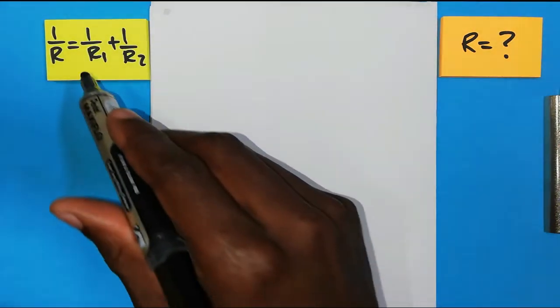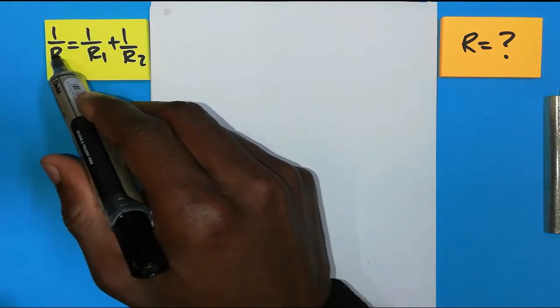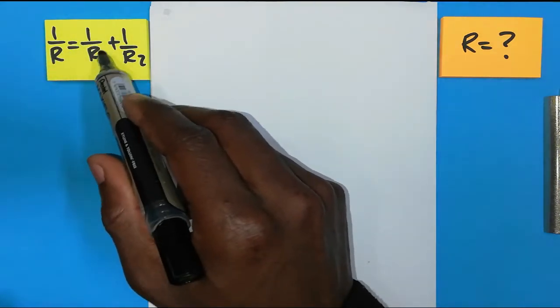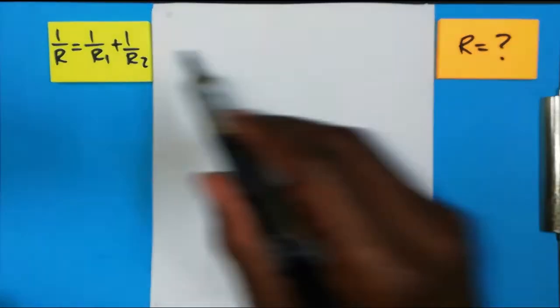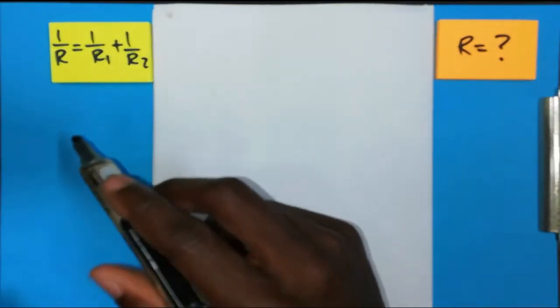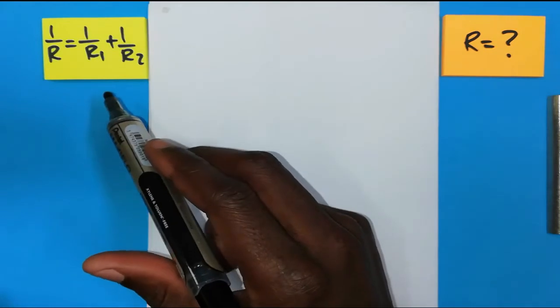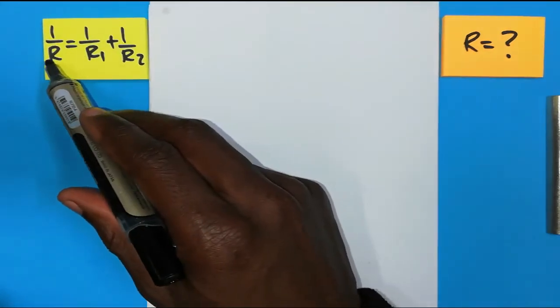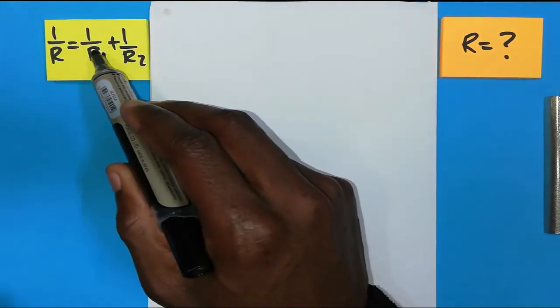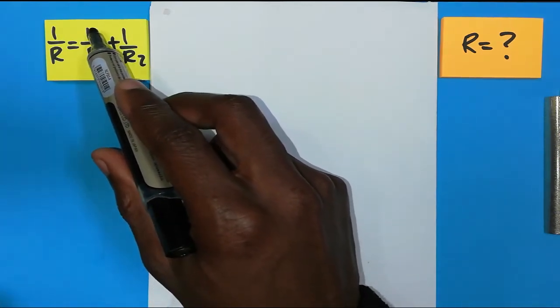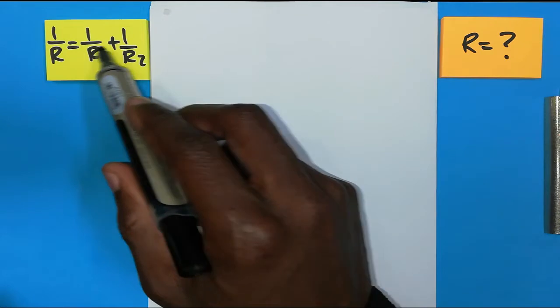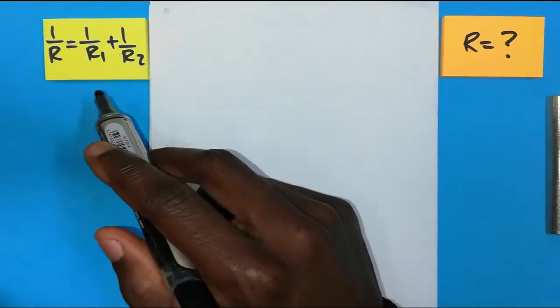With this one, we have 1 over R equals 1 over R1 plus 1 over R2. We're going to make R the subject of the formula. And how do we do that? Normally you would know that we cross multiply. In this case, we cannot cross multiply because we have two fractions that have different denominators.